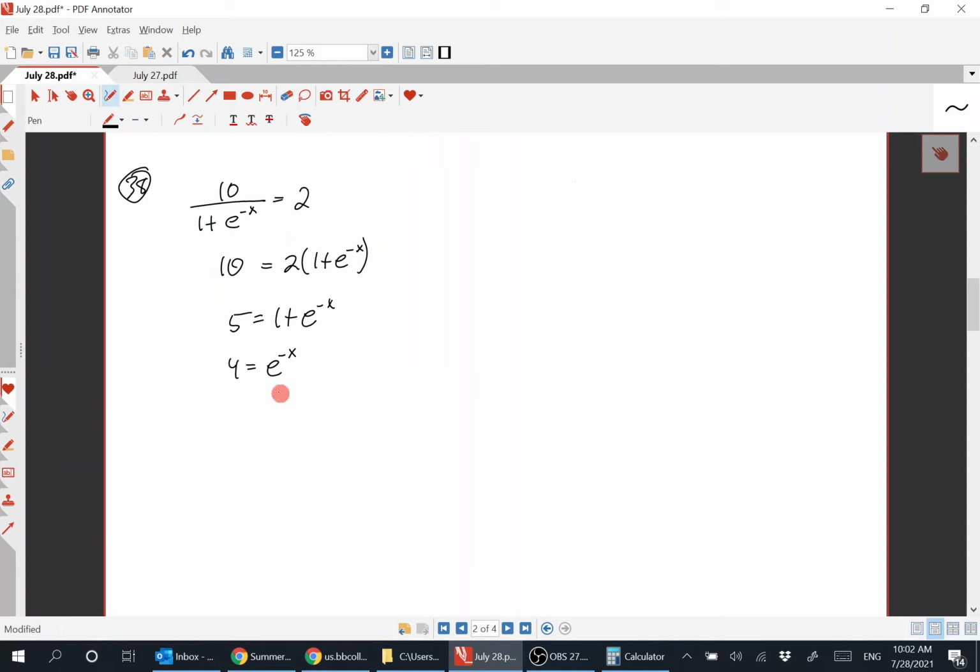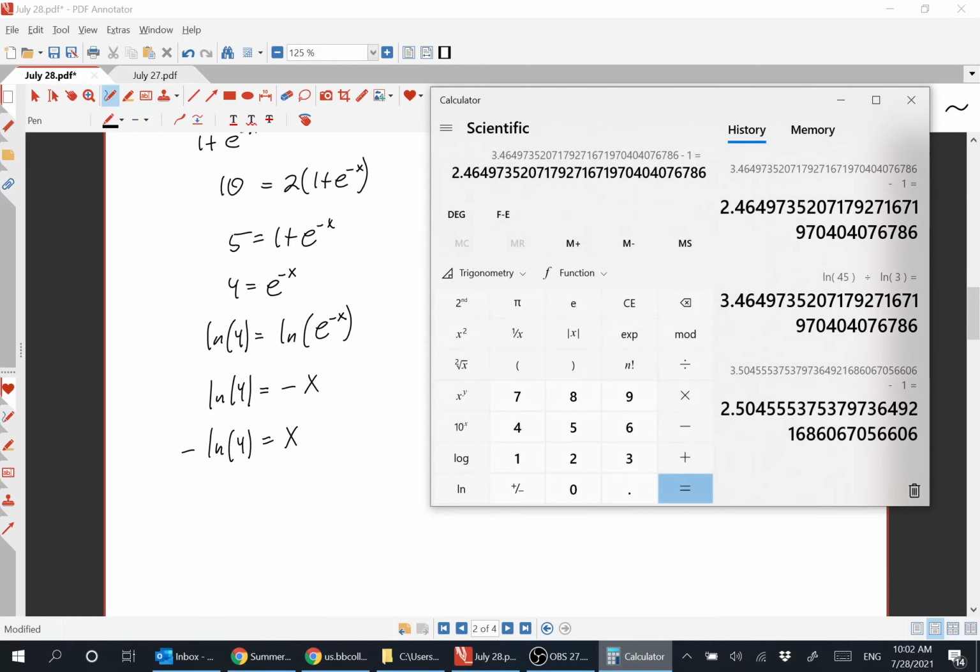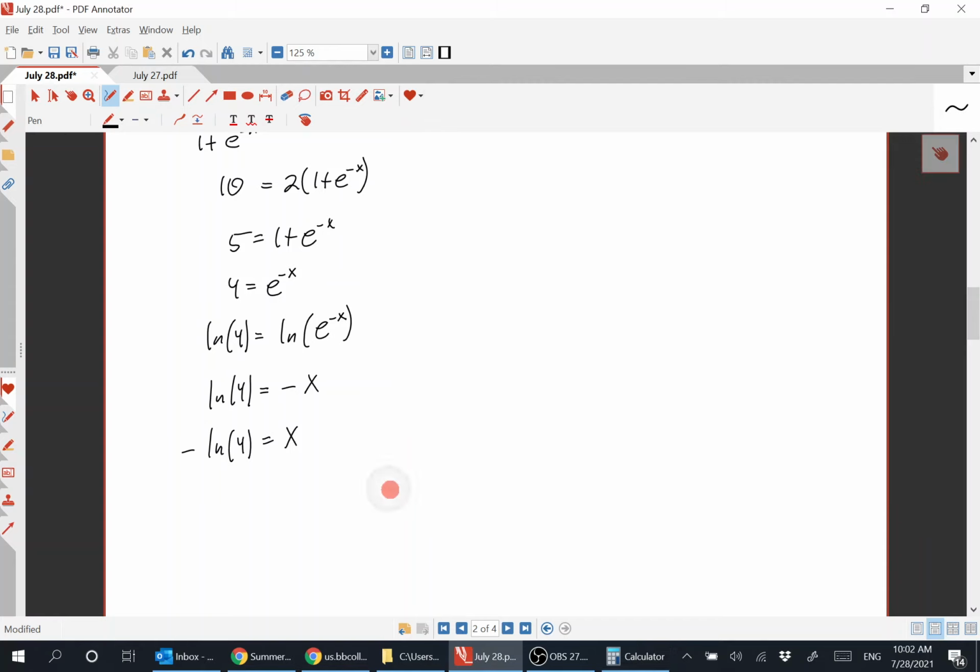And then we can take a log on both sides. You can use log base 10 or you can use log base e. So I'll use log base 10 this time. Well, actually no, because this is an e here. I'm going to use natural log. Natural log is log base e, so this just becomes minus x. So minus natural log of 4 is equal to x, and that is 1.3862.